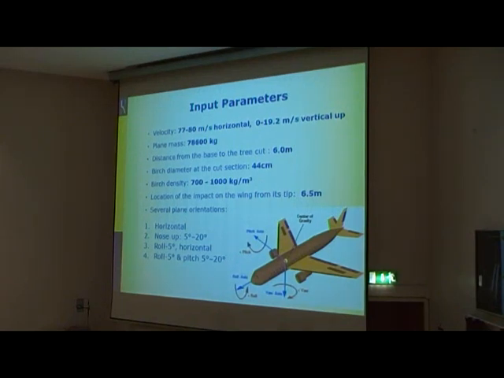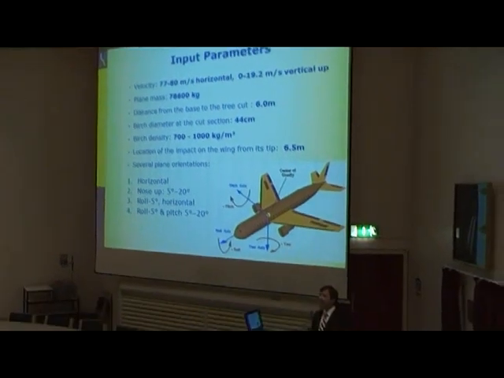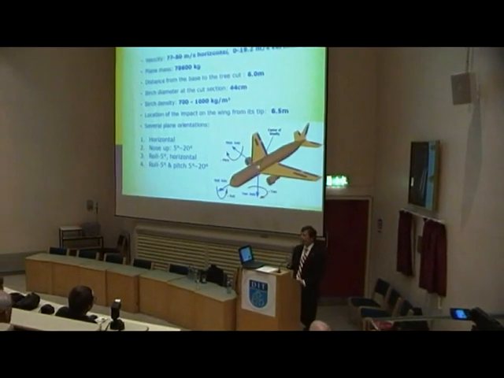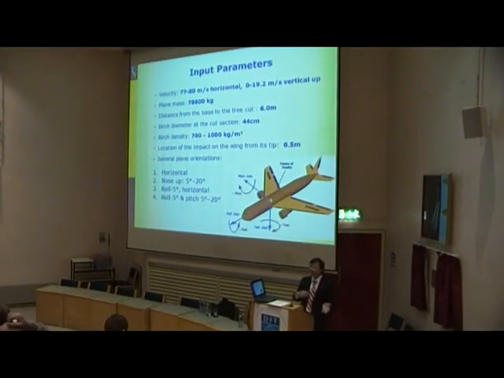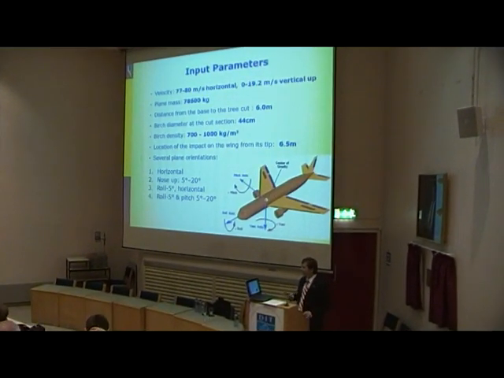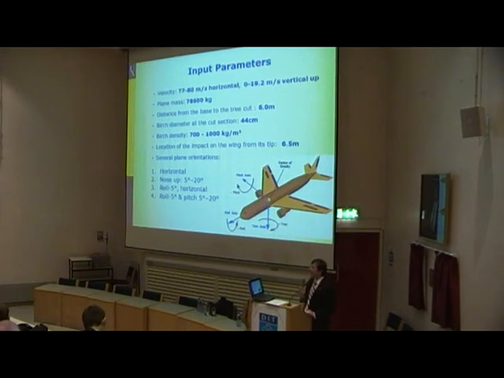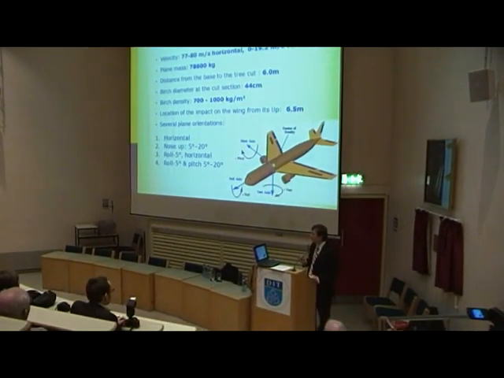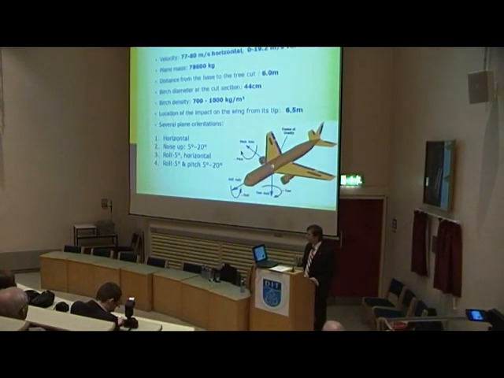Because I don't trust the initial condition data, I use so-called parametric initial conditions to change the velocity vectors from 77 to 80 meters per second horizontal, from 0 to 90 meters per second vertical, with the known mass of the airplane.